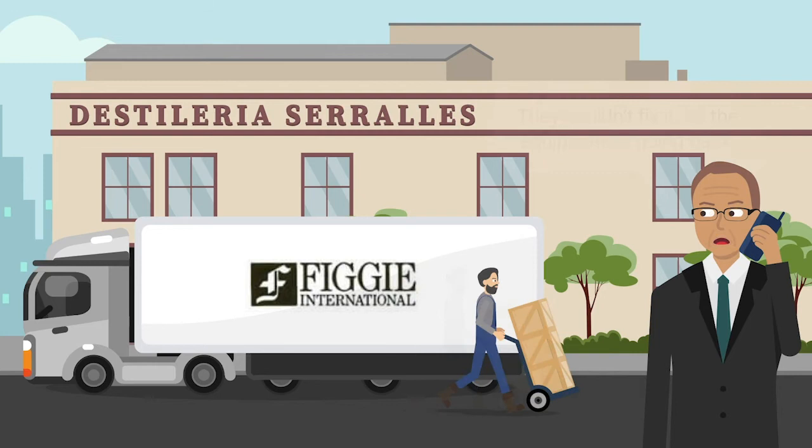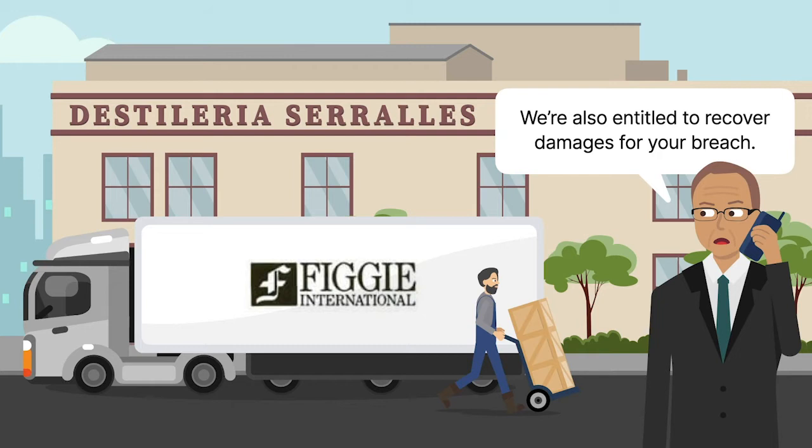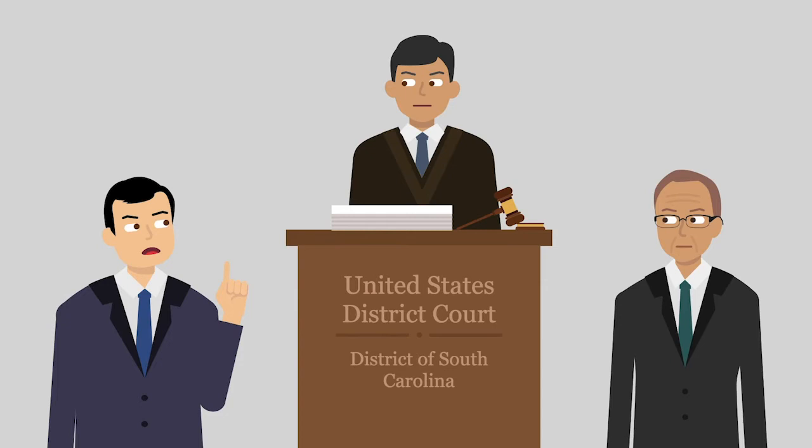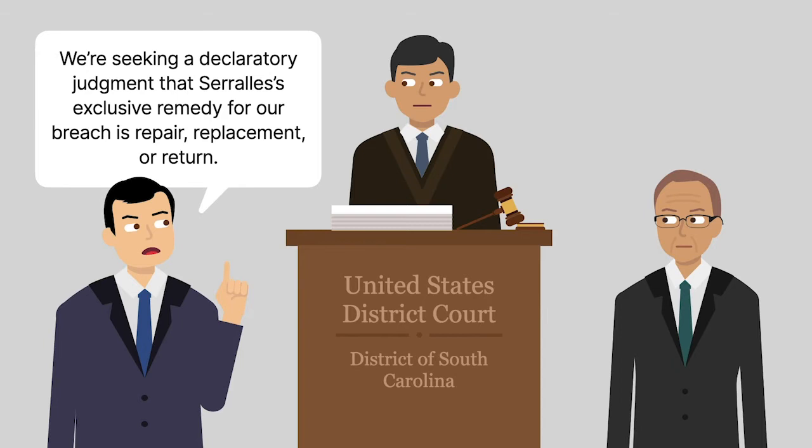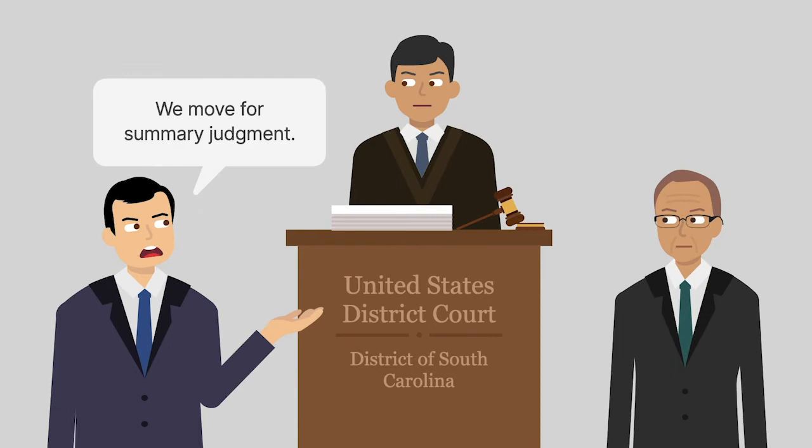Serralles claimed that it was also entitled to recover damages for Figgie's breach. Figgie disagreed. Accordingly, Figgie filed a declaratory judgment action in federal district court. Figgie asked the court to find that Serralles' exclusive remedy for its breach was repair, replacement, or return of the equipment. Figgie moved for summary judgment. Serralles moved for partial summary judgment.